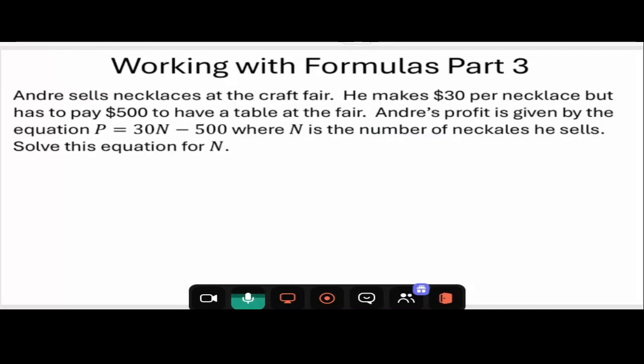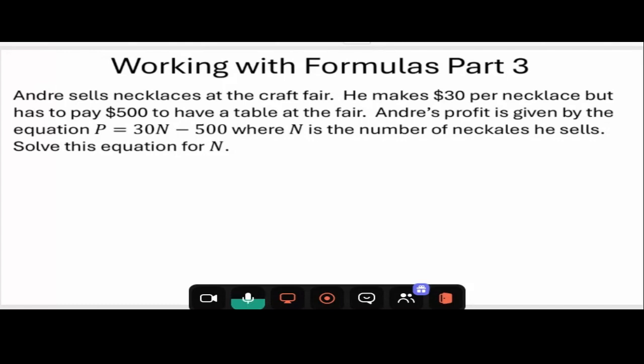Andre's selling necklaces at a craft fair. He earns $30 per necklace, but he has to pay $500 to get that table at the fair. That's, by the way, pretty standard practice for how those things work. You don't actually buy the table, but you buy the right to set your stuff up on a table at the craft fair, and then you sell your stuff and hope that you make more money than you had to pay for your table.